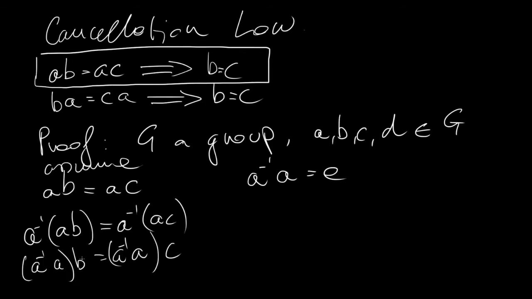I just moved the parentheses around. These two cancel out and become the identity E, and likewise on the other side, the identity E C. And you know that the identity times an element is the element itself, so we have that B equals C. And with this we prove that the left cancellation law holds. For the right cancellation law it is the same exact thing, just multiply by A inverse on the right and you're going to get the same result.